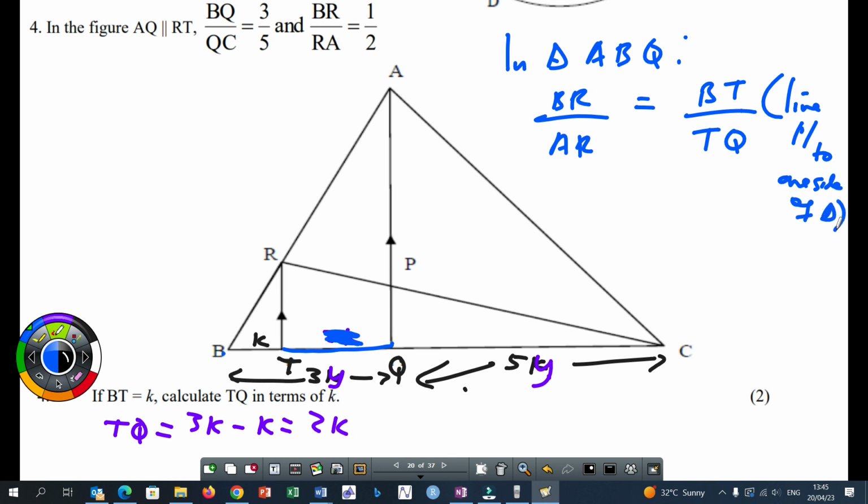So what is that ratio? Based on the information there, I'm going to say BR is going to be X, and that will be 2X. So that I can write this as 1 over what?